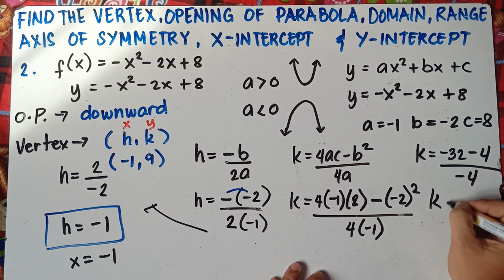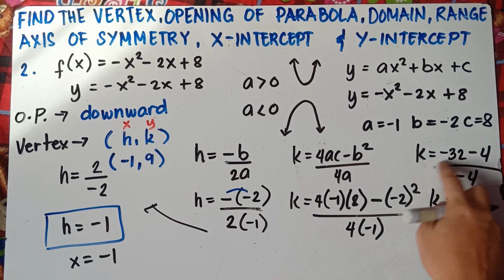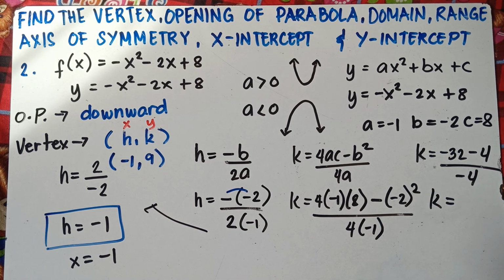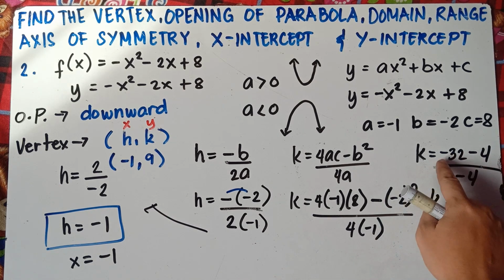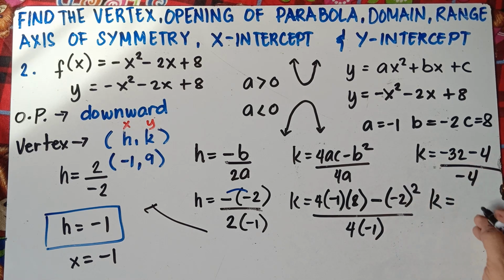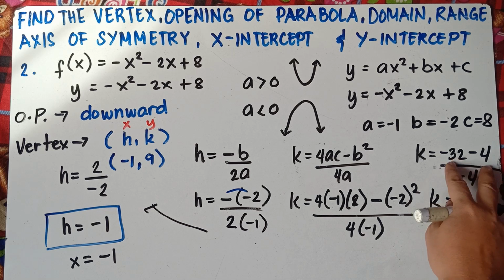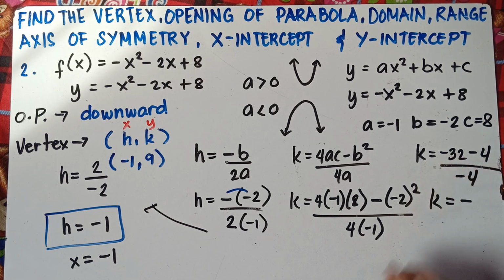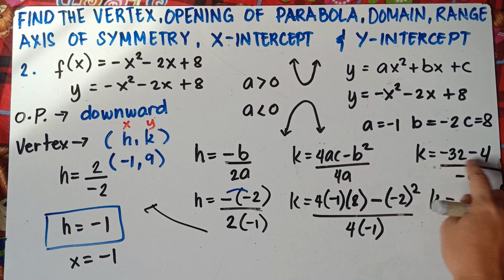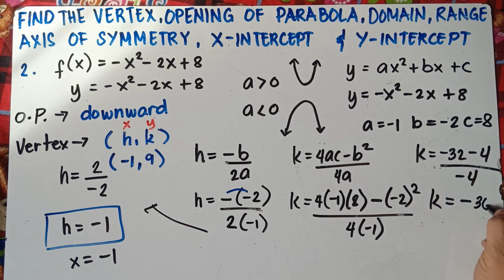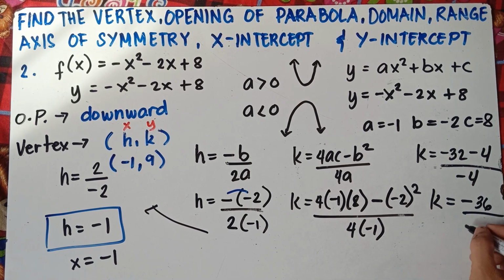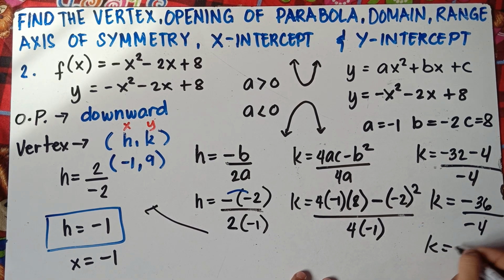And this will be k equals, so if you both have negatives, class, if you're combining both negatives, negative 32 and negative 4, just simply copy the negative sign, then you add the numbers. 32 plus 4, that is 36. So negative 36 divided by negative 4, negative divided by negative is positive. 36 divided by 4, that is 9.